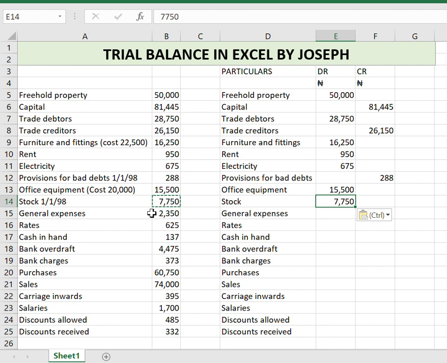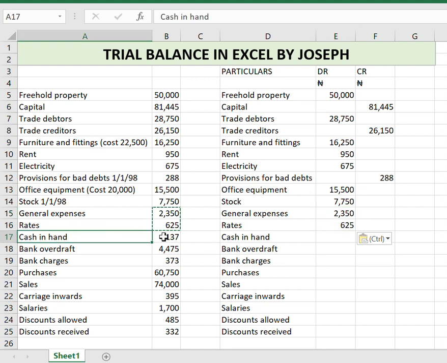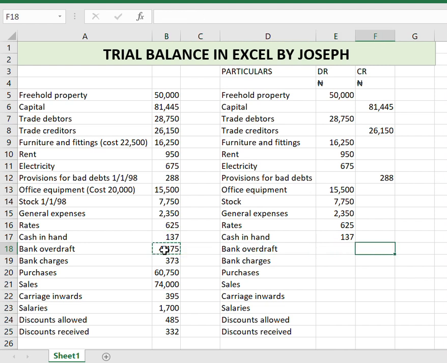It's an asset. General expenses, rates, they are all liabilities. Sorry, they are all expenses. And remember, every expense must be on the debit side, so I'm copying them together. Cash in hand is also a debit entry, so we copy and paste it on the debit side. Then for bank overdraft, it's a liability, so it must be recorded on the credit side of the trial balance. Bank charges is a debit item, so it must be on the debit side too.